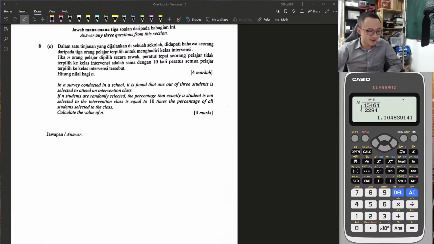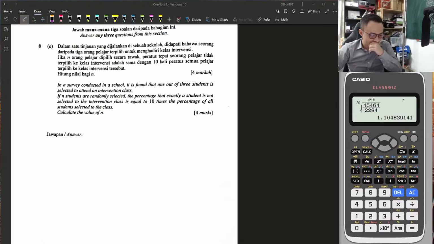Okay, so in the survey conducted in the school, it is found that 1 out of 3 students is selected to attend an intervention class. If n students are randomly selected, the percentage that exactly one student is not selected to the intervention class is equal to 10 times the percentage of all the students selected to the class. Find the value of n.